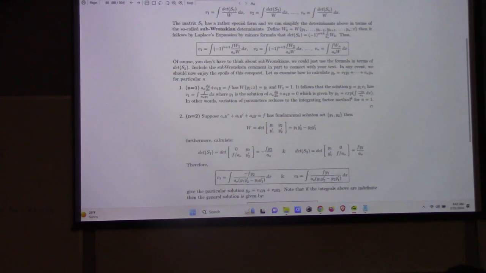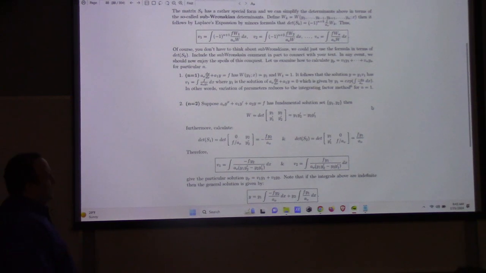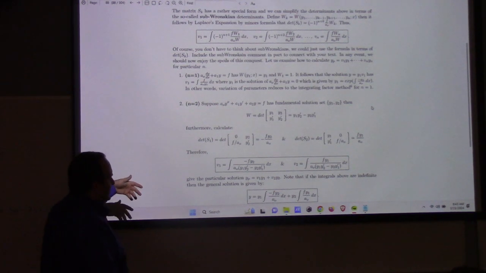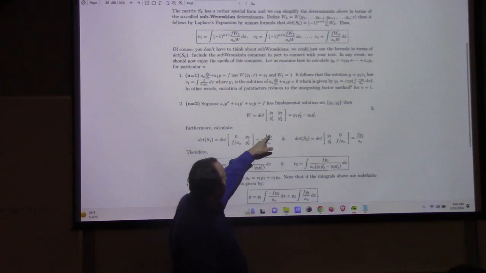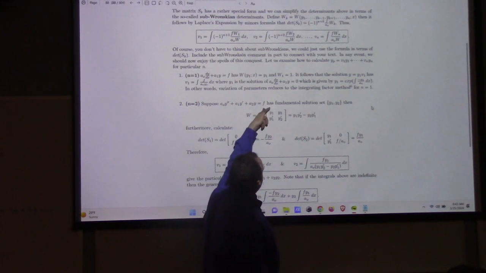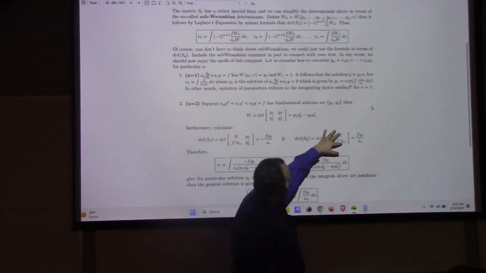So like n equals 1, Cramer's rule, and this derivation reduces to, I think, the integrating factor method. N equals 2, this is the most familiar one. Cramer's rule on this matrix, you swap out the inhomogeneous term, which is 0 and f over a naught for that one here, and that gives you this, and you swap it out over there, that gives you that.